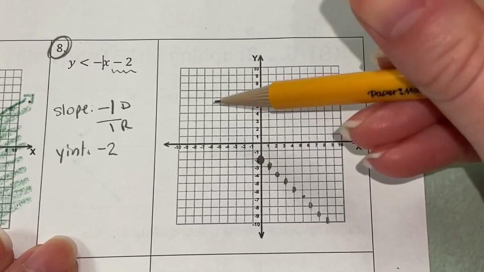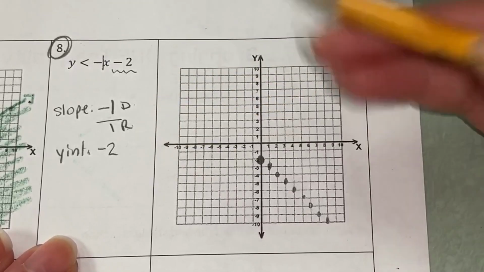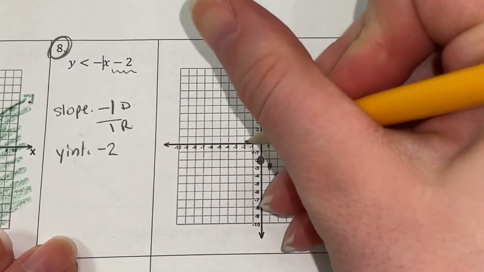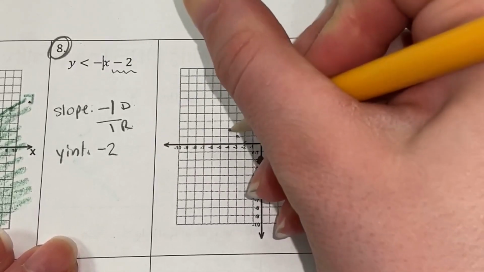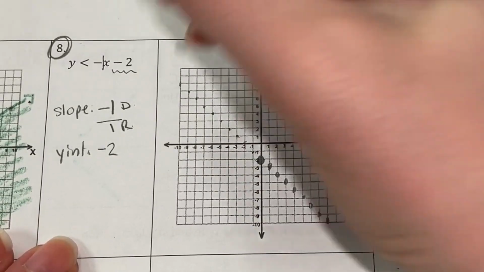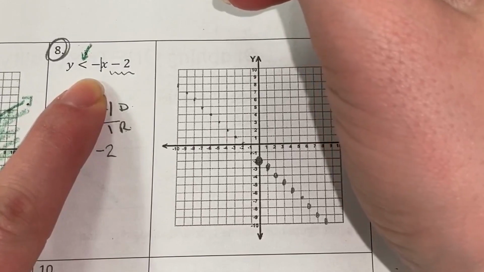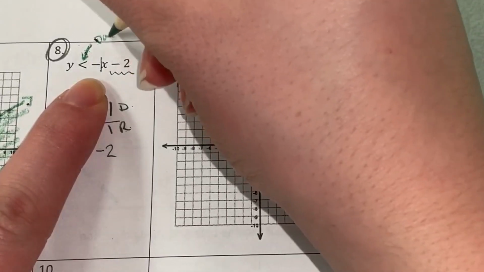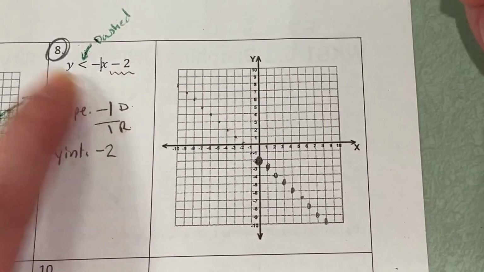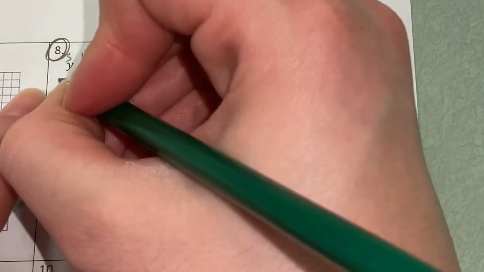Now, I'm going to go in the opposite direction. So if I went down 1 and right 1 from my y-intercept, I'm going to go up 1, left 1. And again, I'm going to continue that pattern until I can't anymore. Now that I have all that, I'm going to look at this. This inequality does not have the half equal sign, so this is going to be a dashed line. And my y is smaller, so I'm going to go below.